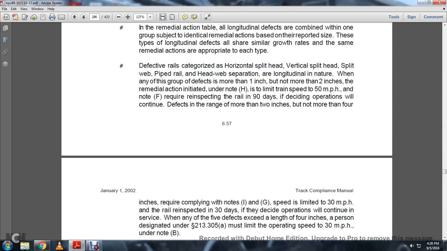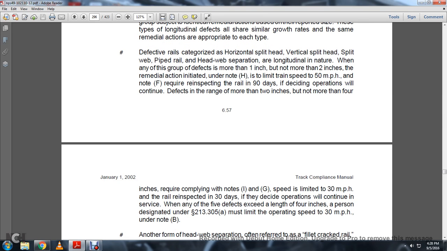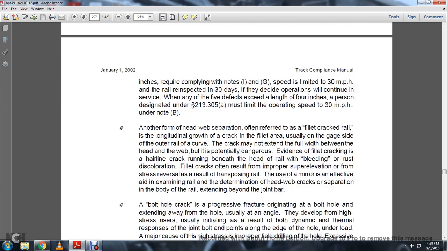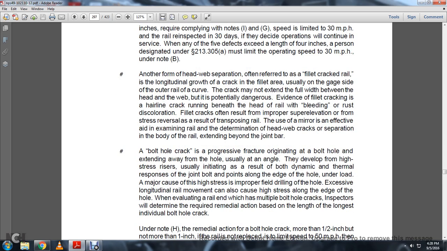The defects in the range of more than 2 inches, but not more than 4 inches, when complying with notes I and G, require a speed limit of 30 miles an hour for the rail, inspected within 30 days. Operation continues in service with any of these defects. Defects exceeding 4 inches, unless a person designated under statute 213.305 decides otherwise, must be limited to an operating speed of 30 miles an hour under paragraph B. Under note B.